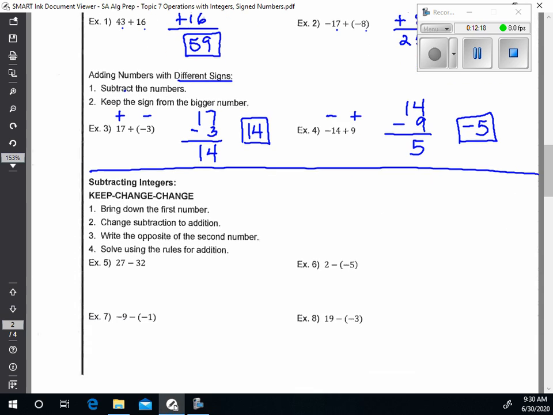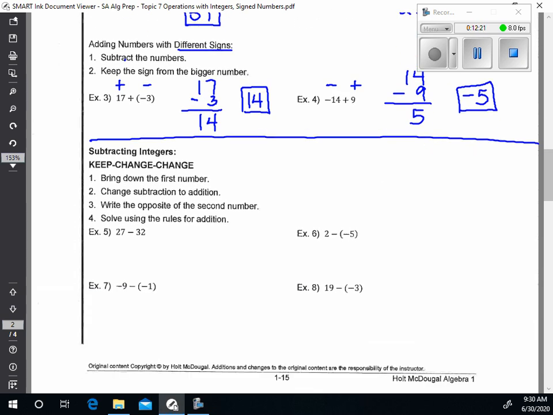Subtracting. So subtracting, you might have heard of the acronym keep, change, change from your days in middle school, but subtracting integers means we follow the given procedure. Bring down the first number, change subtraction to addition, write the opposite of the second number, and then solve using the rules for addition. So I'm going to illustrate this using some basic math principles.